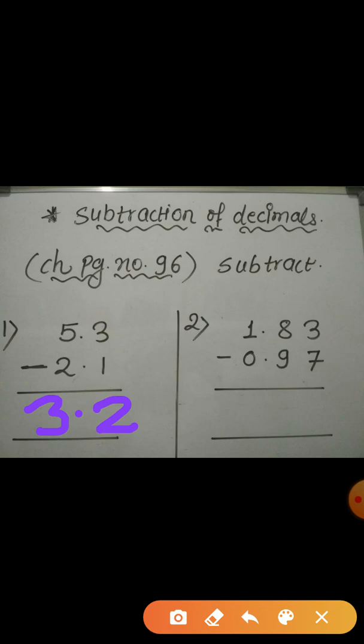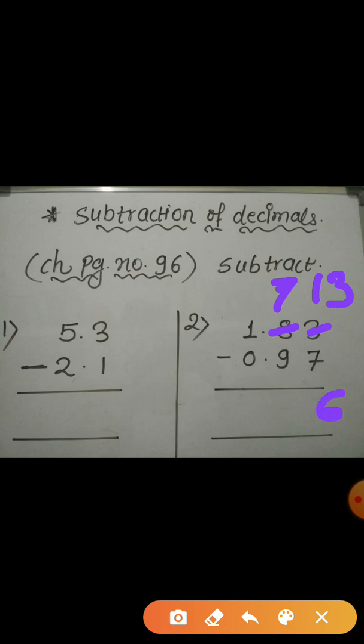See the second example. Here we have to subtract 0.97 from 1.83. And again we start subtracting the digits from right to left. Now first we subtract 7 from 3. But as 7 is bigger than 3, we cannot subtract 7 from 3, right? Hence we need to take a borrow from the next digit. So here I am going to take a borrow from 8. So when I cut 8, 7 will come here and this will become 13. Now 13 minus 7, 6.